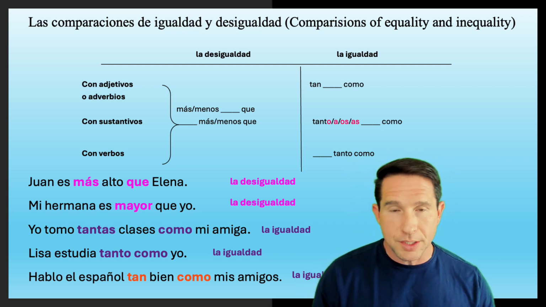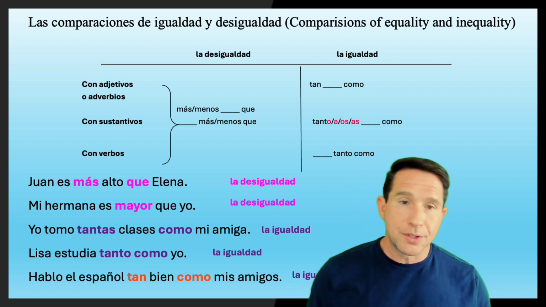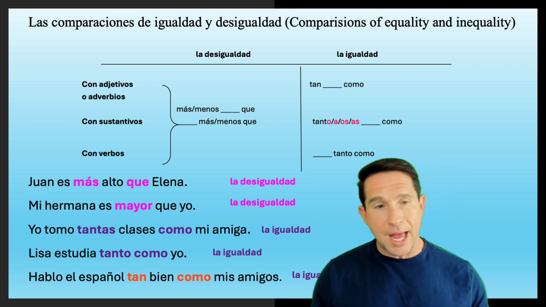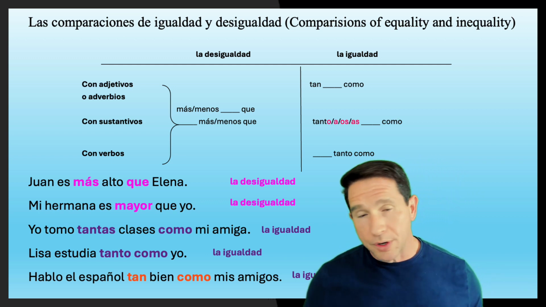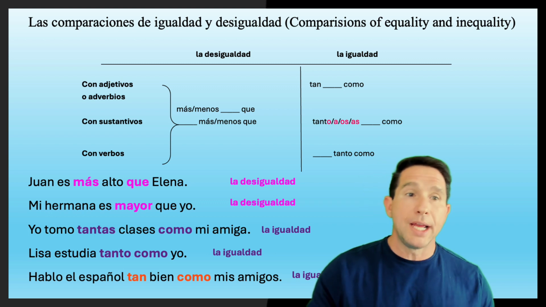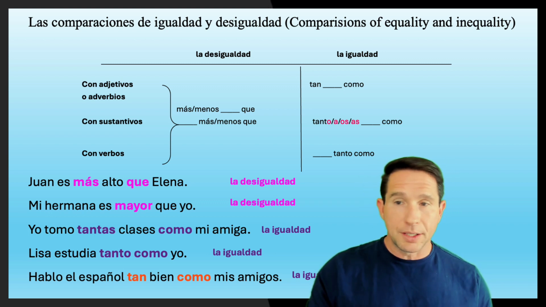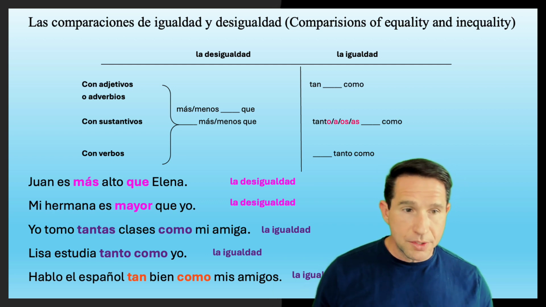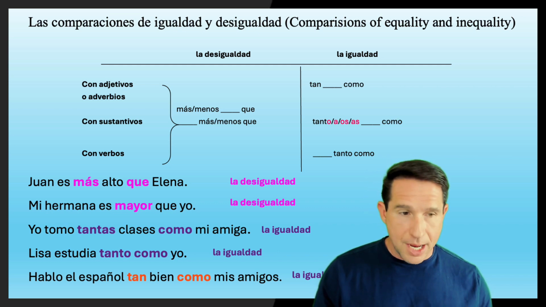There's some categories here, right? See what you're comparing. An equality, right, on the left. So you see all the categories: adjectives, adverbs, nouns, and verbs. Más que, menos que, of course with a couple of exceptions, menor, mayor que. Equality, just look at the chart, right? Tan como for adjectives and adverbs. Tanto, tanta, tantos, tantas for nouns. And verbs is tanto como, right? So look at the examples.